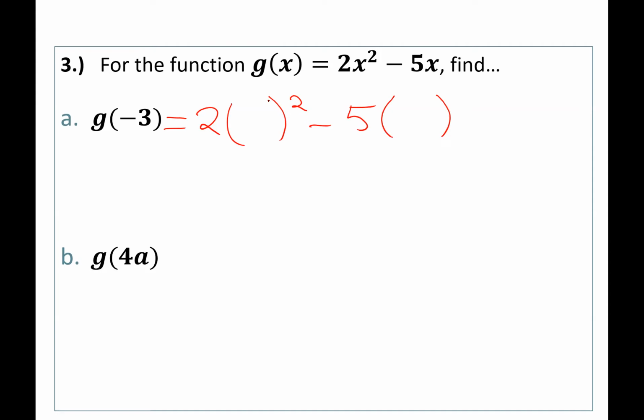Now notice what I've done here. Everywhere there's an x, I just made a blank spot to fill in. I'm filling in the blank. And wherever I see an x, I'm replacing it with -3. And I'm going to be extra careful with order of operations and with negatives. Okay, so let's simplify. Be careful, don't multiply. You want to start with exponents here. So start by squaring the -3 and getting 9.